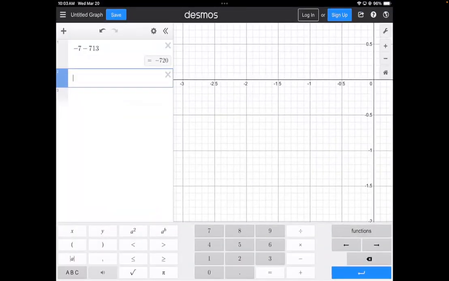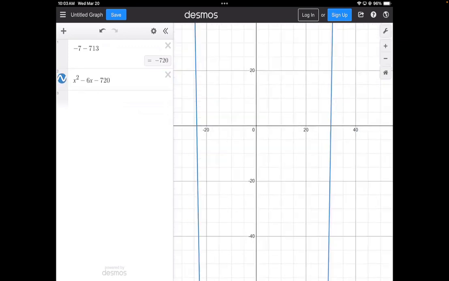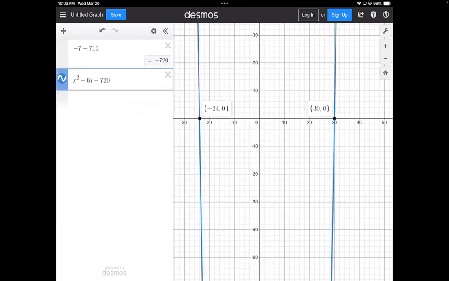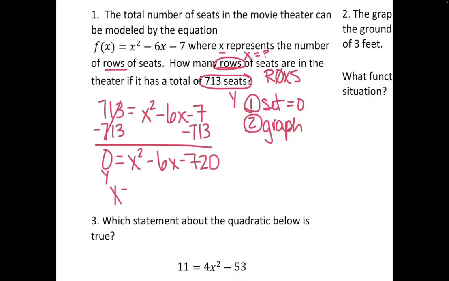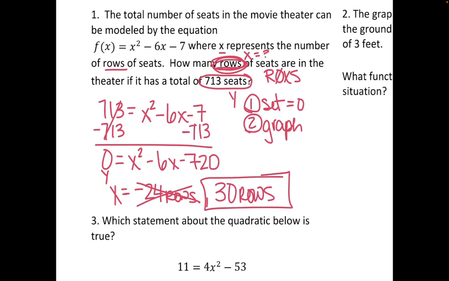So we can go to Desmos here and say x squared minus 6x minus 720. You might need to zoom out a little bit so you can find your roots. So there are, in fact, two roots. We have negative 24 and we have positive 30. So we can say x equals negative 24. And remember, this is telling us our rows, negative 24 rows and positive 30 rows. Well, it doesn't make sense to have negative rows. So our answer is just going to be, doesn't make sense to have negative 24. So our answer is positive 30.